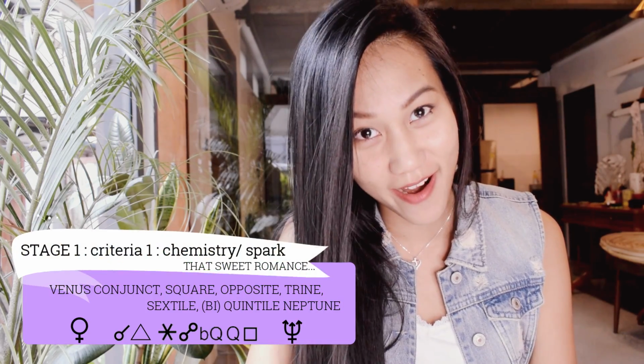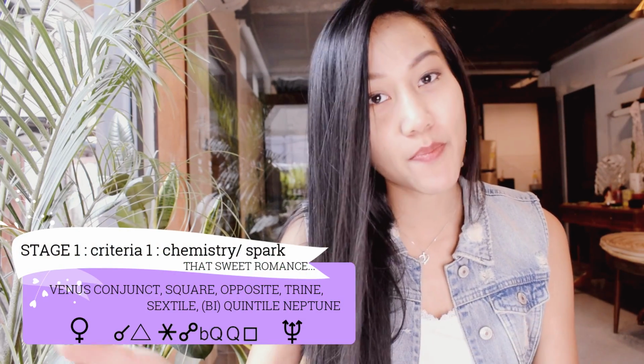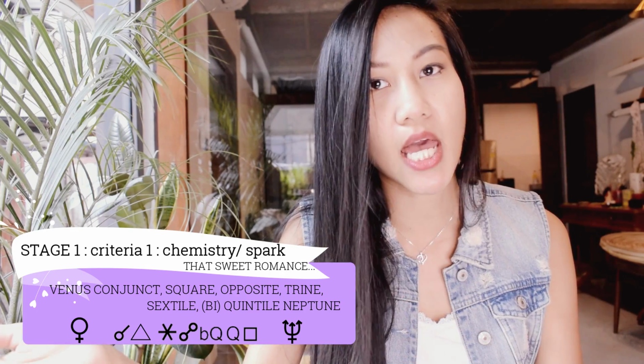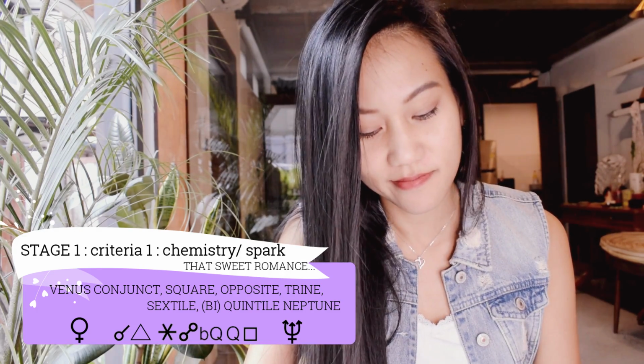The next thing you can be looking for is a high degree of romance. So we can put Venus and Neptune together, and then we have blown out romance. So Neptune in a square, conjunct, opposite, trine, sextile, biquintile, quintile to Venus.